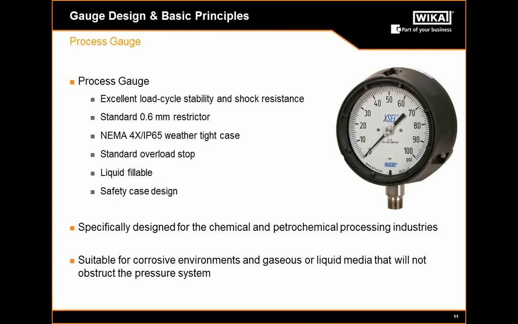What the safety case design means is that this gauge has been designed with a physical wall between the dial face and the measuring element, so that in the event that you have a release of process fluid in your plant, as terrible as that would be, the majority of process fluid will be directed out of the back of the gauge and away from any operator that might be trying to take a reading at the front of the gauge. This is extremely important for hazardous, hot, corrosive chemicals that are being used in plants. So as I discussed, this gauge has been specifically designed for the chemical and petrochemical processing industries, and it's very well suited for corrosive environments and gaseous or liquid media, as long as that media will not obstruct the pressure system.